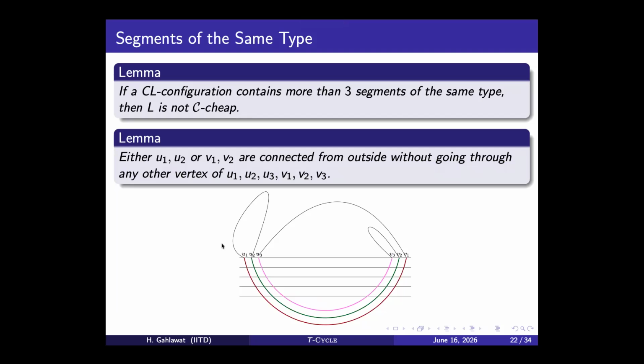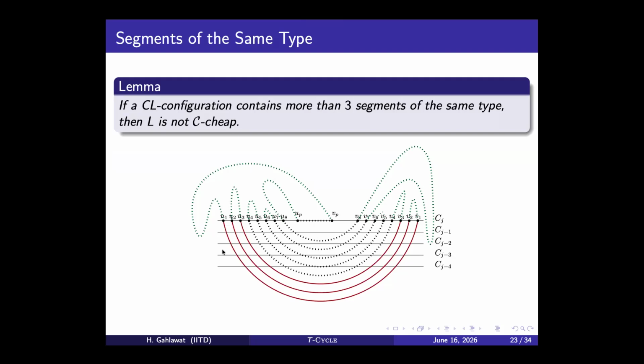And with a little bit of effort, you will come to the point that this is a unique way you can connect these three segments from outside. These are the only three possible outside segments, up to symmetry, which you can of course switch. Now, what we will argue is that if you have three segments of the same type, then this loop is not cheap. Why? This is the simplest part.